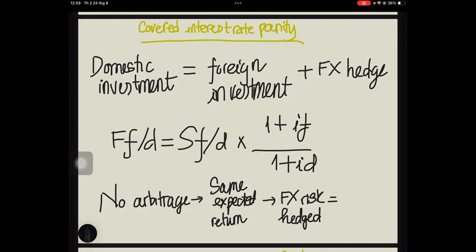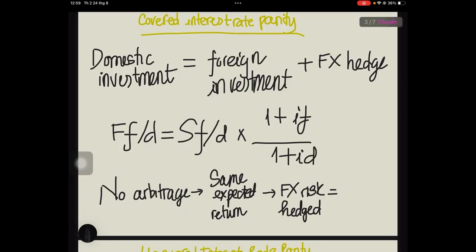You are comparing domestic investment versus foreign investment plus a forward forex hedge. Under covered interest rate parity, these two strategies should produce the same return, because if the foreign strategy offers a higher currency return, investors could exploit the difference through arbitrage. Money would flow into the higher return strategy until the advantage disappears. That's the key idea. CIP is fundamentally an arbitrage relationship. No exchange rate uncertainty remains because the investor locks in the future exchange rate using a forward contract.